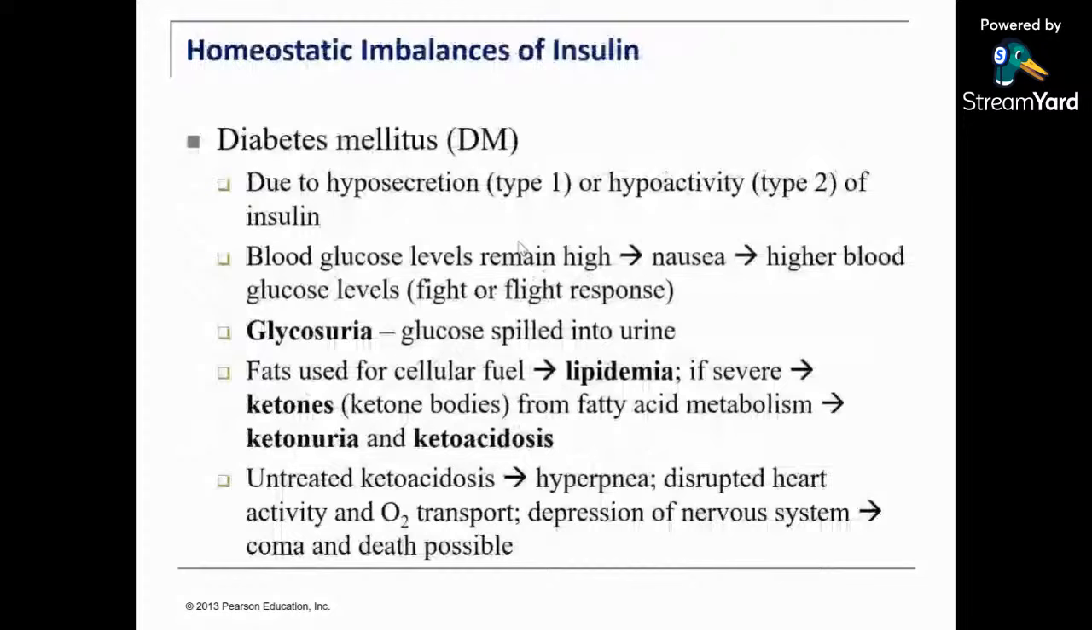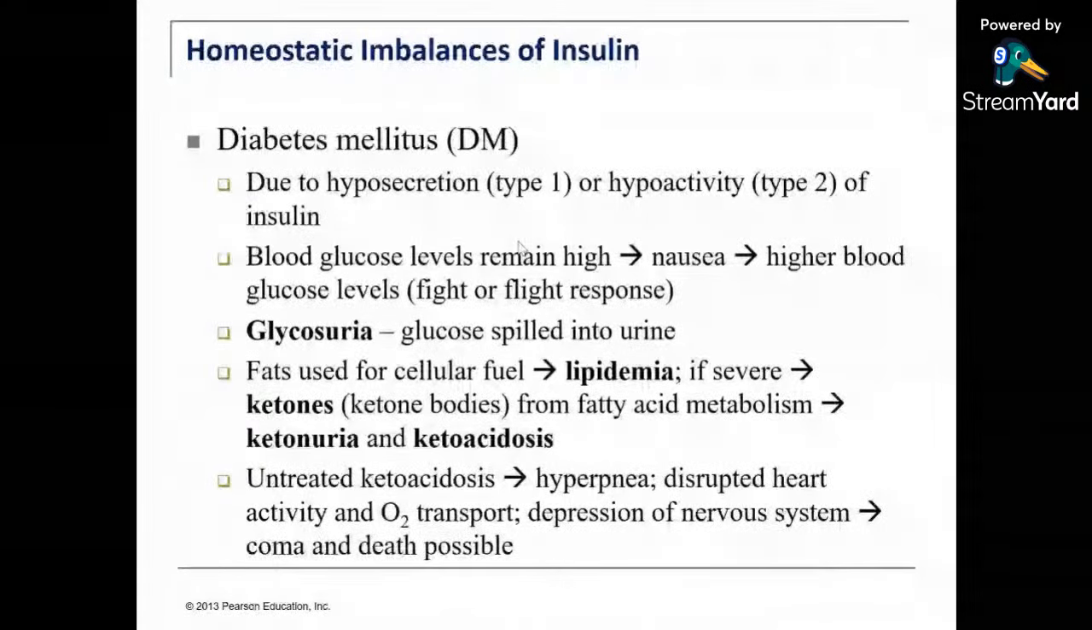Homeostatic imbalance of insulin results in diabetes mellitus due to the hyposecretion or hypoactivity of insulin. Blood glucose level remains high. There's nausea, higher blood glucose levels. Glycosuria and fats used for cellular fuels causes lipidemia. If severe, ketone from fatty acid metabolism, ketonuria also occurs.